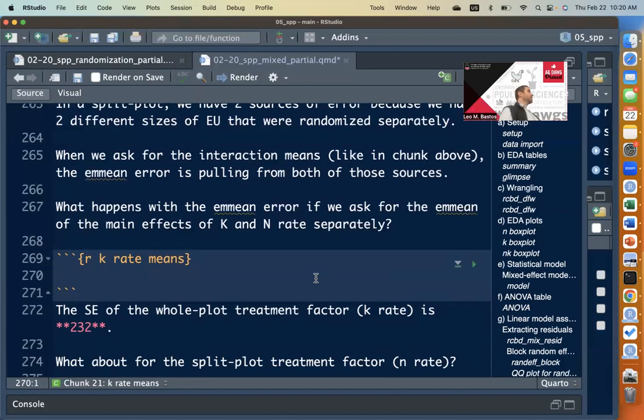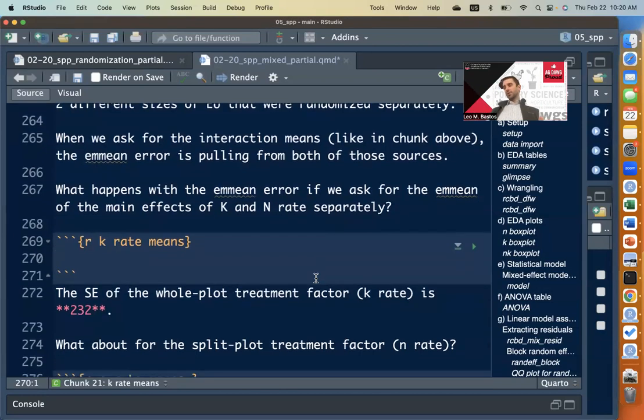So even though we would not do this normally, we would not get the main effects of potassium rate and nitrogen rate, for two reasons. One, they were not significant, so you could get the means and show them, but you would not make a lot of interpretation on them. But also because the interaction was significant. Even if the main effects had been significant, we would still base our interpretation on the interaction means. So we would not extract potassium and nitrogen rate main effect means by themselves.